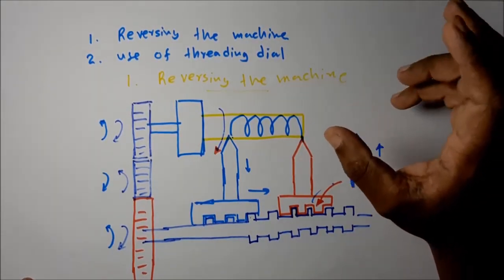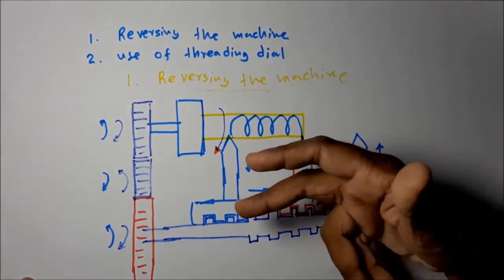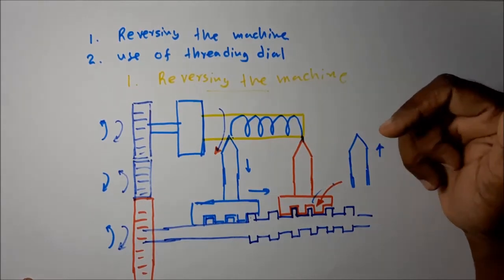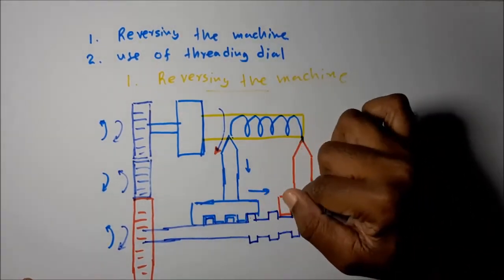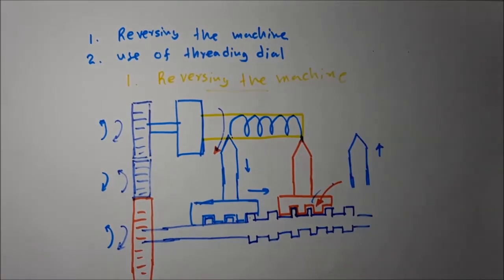By reversing the motor, we can take the cutting tool to the front, or by using the reversing mechanism of the machine. In the early days, these lathe machines were powered by an engine. In that situation, the reversing mechanism is used to reverse the lathe machine.